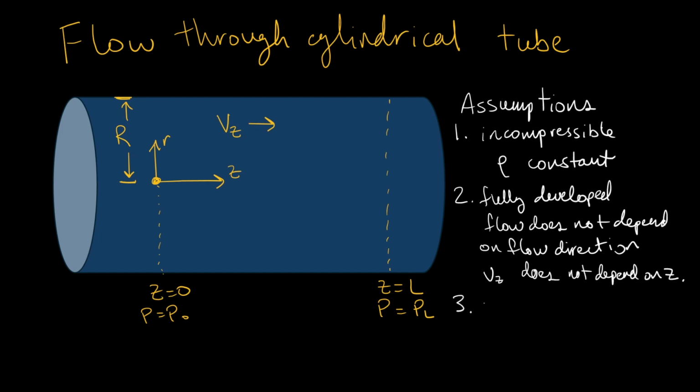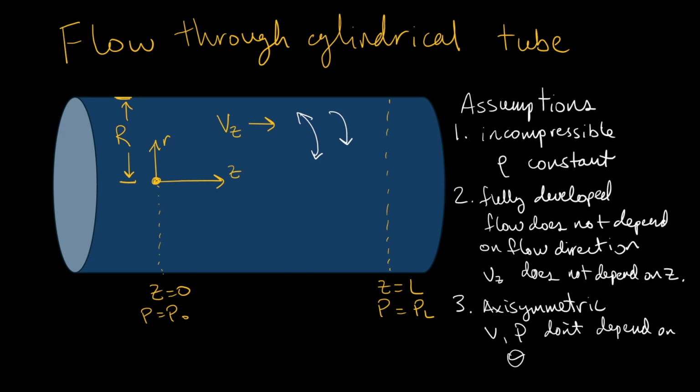The third assumption we're going to make is the axisymmetric assumption. And this means that our velocity and pressure don't depend on theta. So theta is this direction that's not actually captured in the diagram, but it's that third coordinate in our cylindrical coordinate system. It basically means we're not going to get any swirls in either direction through our pipe.